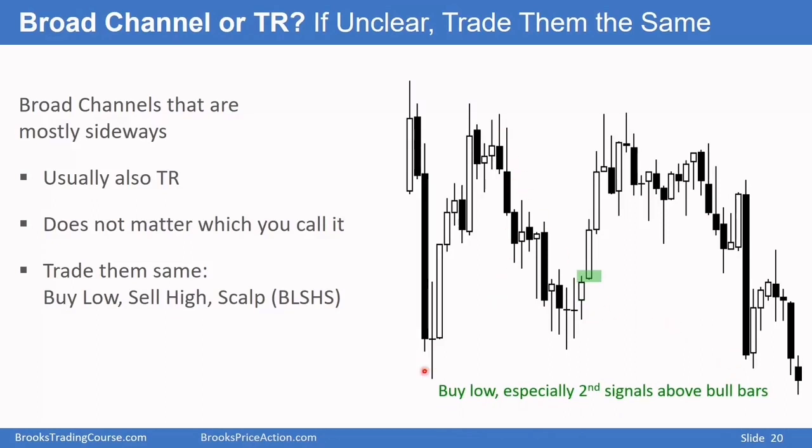Whenever the market is near a prior low and starts to reverse up, especially if it's a second entry, down, up, you buy. Higher probability to buy above a bull bar here rather than above a doji bar here. You could do either one though.